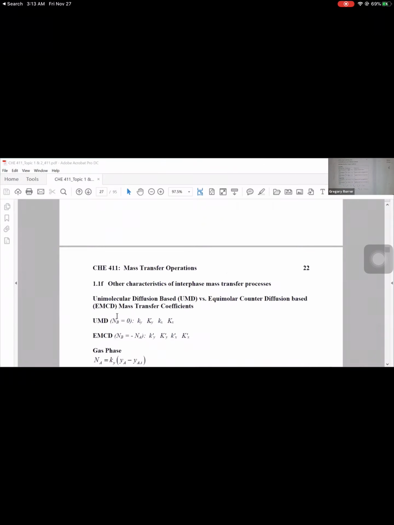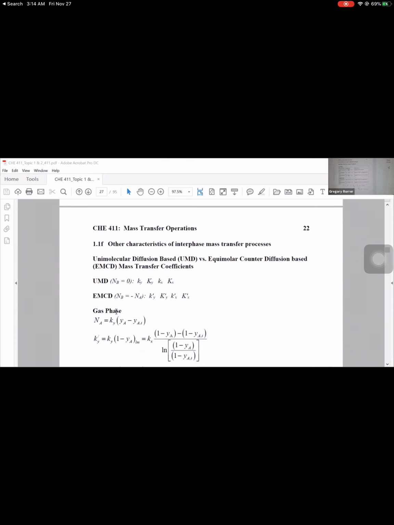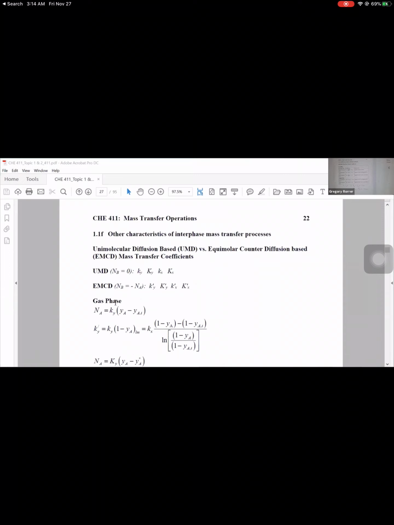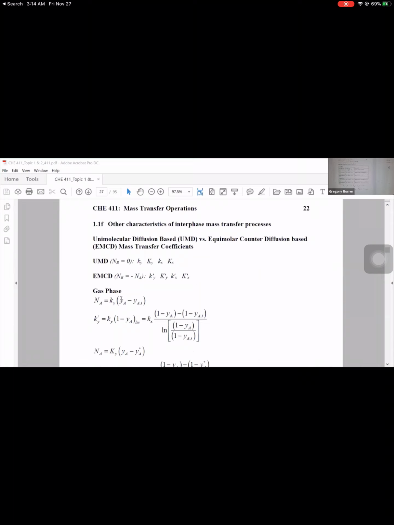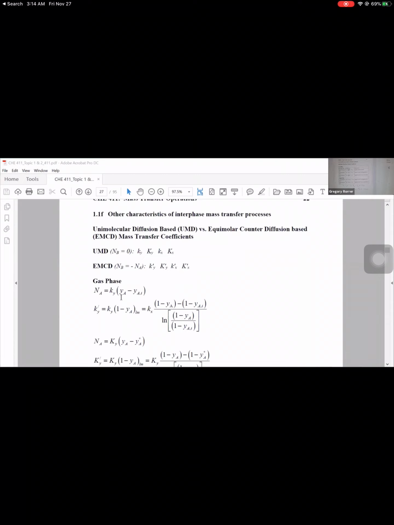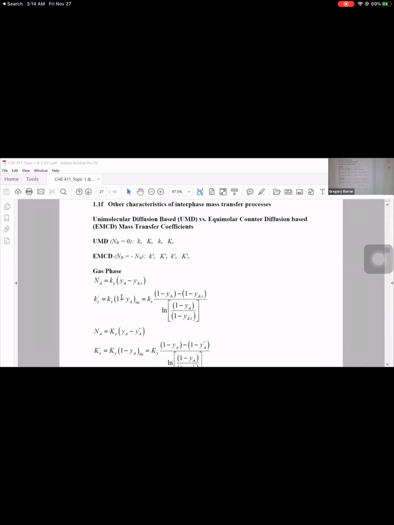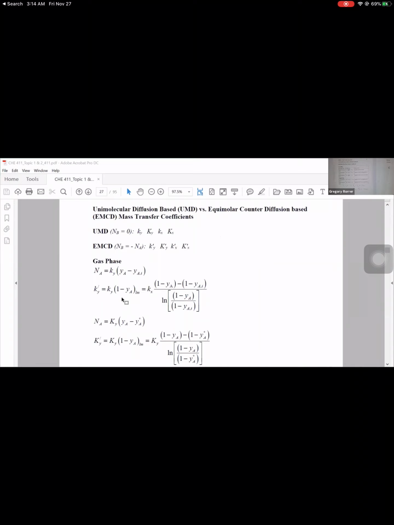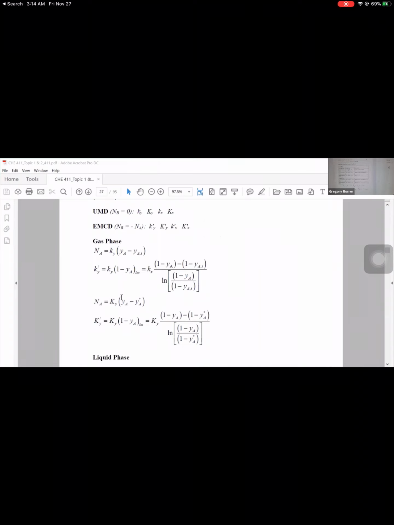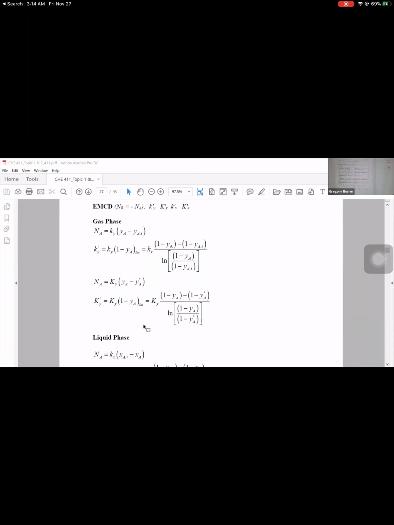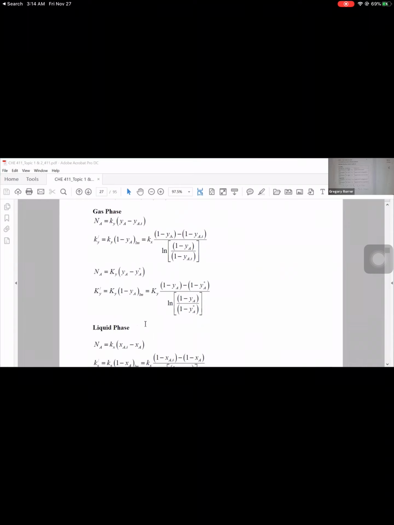This part here, unimolecular diffusion versus equimolar counter diffusion based mass transfer coefficients, we're going to wait until topic 2 to talk about, because this enables some convenience when we're dealing with mass transfer processes and gas absorption towers. We'll not talk about that right now, but basically there's an equivalency between mass transfer coefficients based on EMCD versus UMD, and they're basically a correction for the inert gas in the gas phase and the solvent composition in the liquid phase.